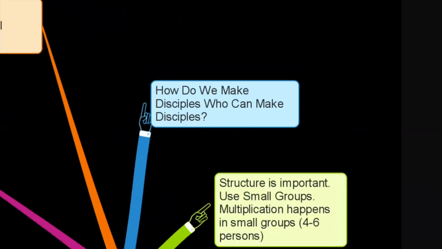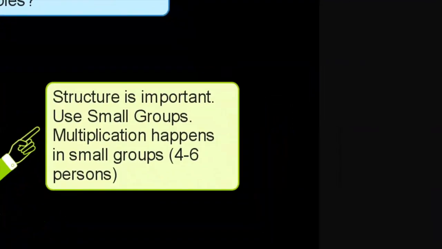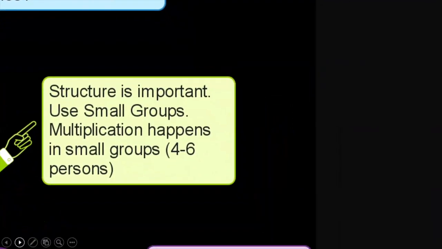So how do we make disciples who can make disciples? Well, number one, structure. Structure is important. Use small groups. Sometimes we get carried away, thinking the larger the group, the better. No, use small groups and the multiplication of these small groups. Each group should not be more than 6 people, so average about 5 persons.